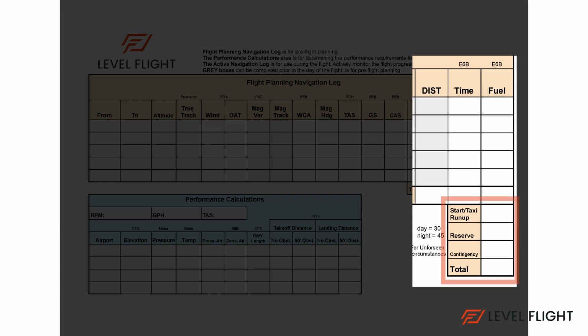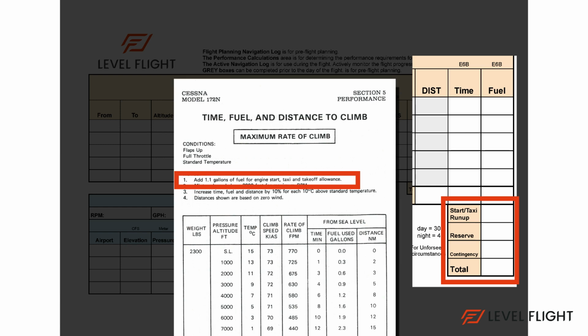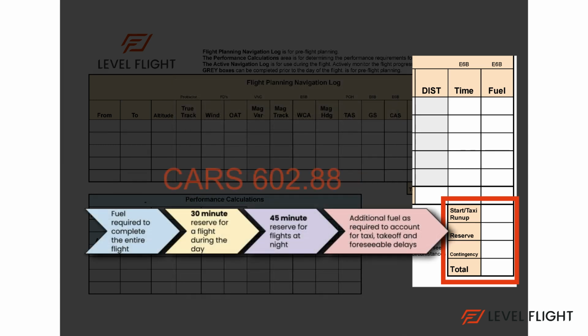You will notice that the fuel column has some extra totals we need to consider. Start, taxi, and run up. Your pilot operating handbook will give you guidance on how much fuel to allot for this. Fuel reserve. This is the fuel you shall, as regulated by the CARs, carry in excess of the fuel required for the trip.